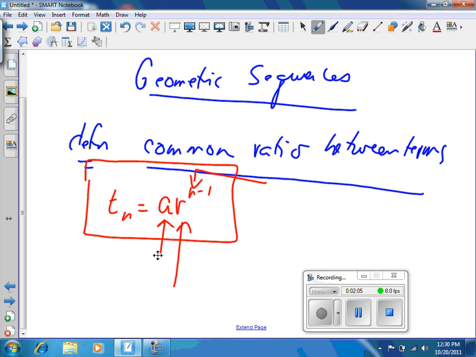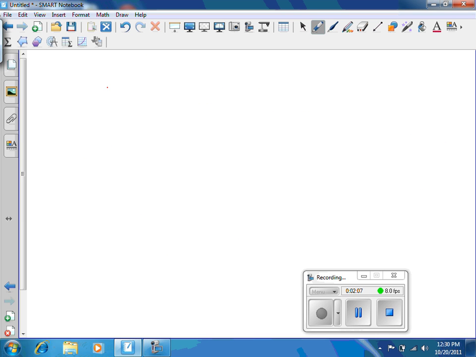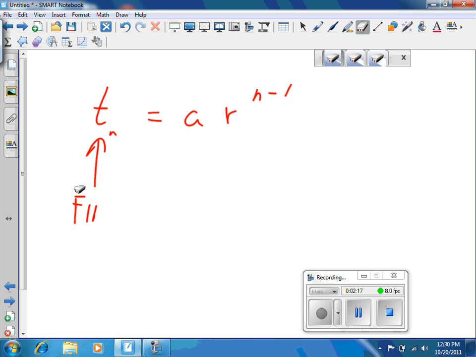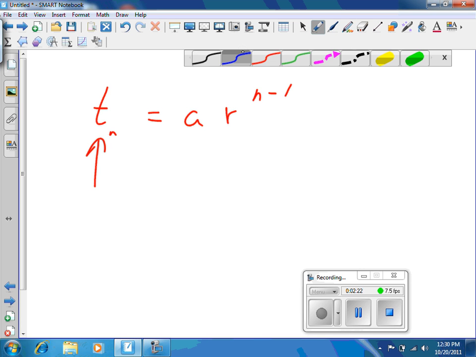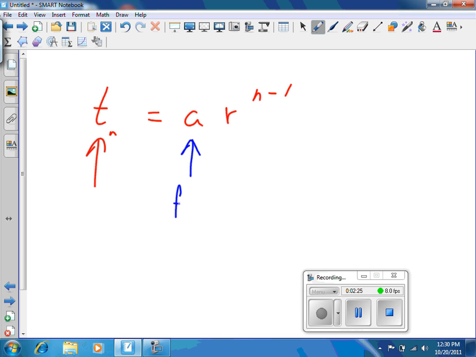Now, A always stands for the first term. So that's always the first term. A is always the first term. Okay, there's your A, first term. R is your common ratio. Now, what's N? If you had to say it in words, what would N be? N is the particular position of the term you're trying to find.